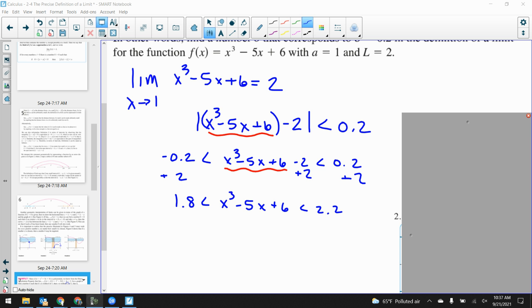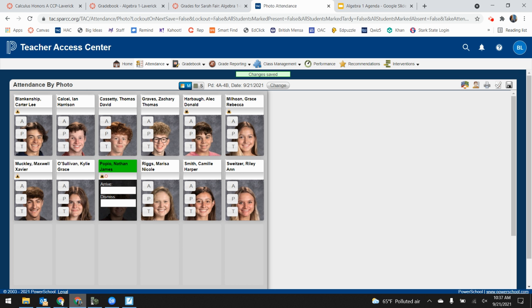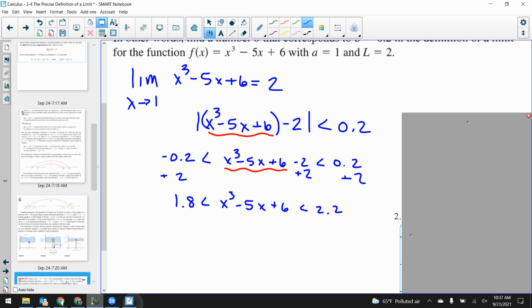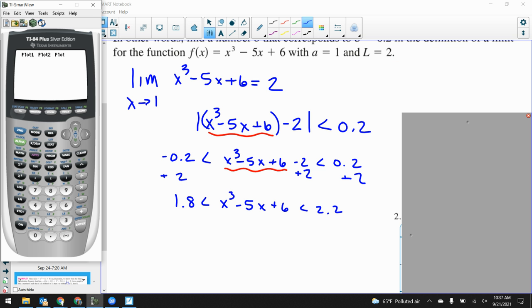So we go to our graphing calculator. We figure out what those x values are going to be. Oh, there's your faces. Sorry. So what I'm going to do is go into my y values, and I'm going to put in my function, x to the third minus 5x plus 6. And over here, I want the y values to be between 1.8 and 2.2. Now, that's not a very wide range, is it? That's only 0.4.